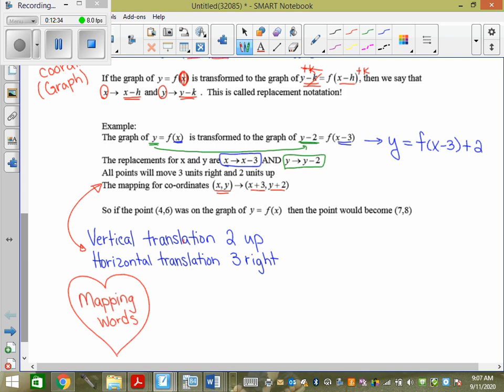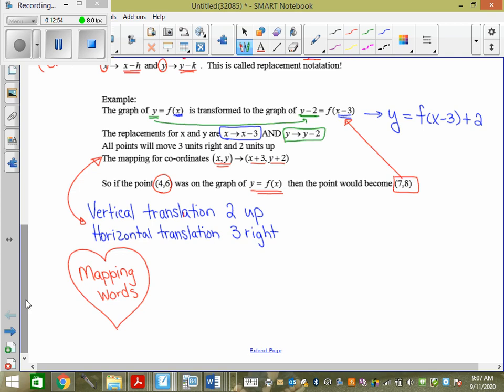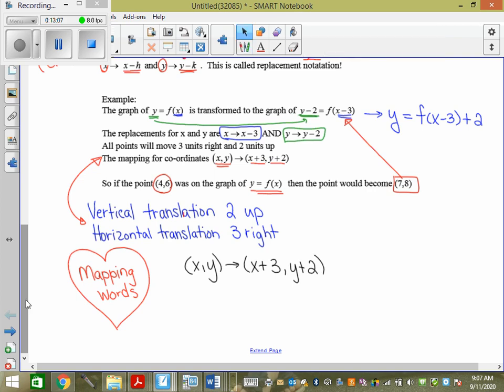Okay? So when do I use mapping? So they say, if the point 4, 6 is on f of x, then the point would become 7, 8 on this equation. That's what it's saying. So if we're moving a point on the original, if ever we move a point, we can use mapping. So we can go xy becomes x plus 3, y plus 2. That's mapping. This is my original, and this is my transformed.